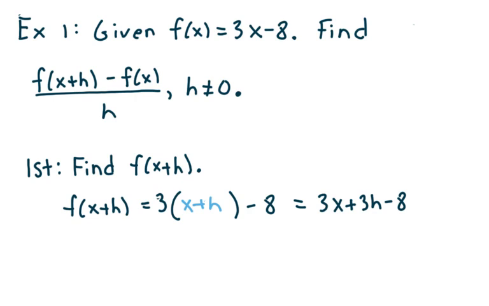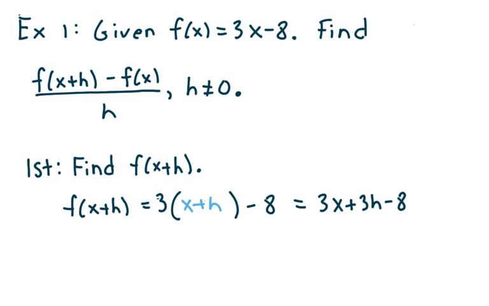Suppose I'm given f of x equals 3x minus 8, and we want to find f of x plus h minus f of x, all divided by h, where h doesn't equal 0. First step, we want to find f of x plus h. So in the function f of x equals 3x minus 8, I'm going to replace x with x plus h.